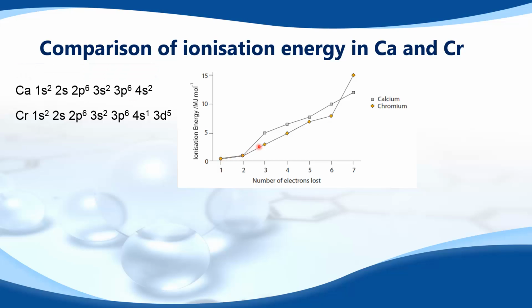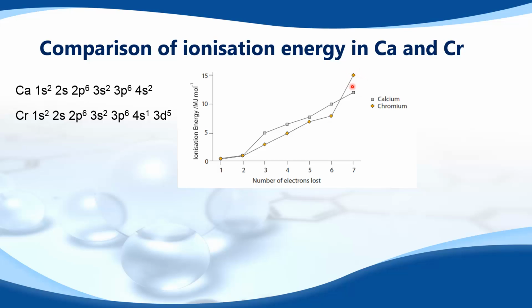If we look at the successive ionization energies for chromium, we don't see the big jump until the 7th electron is being removed. The reason for this big jump is the 7th electron is being removed from the 3p sublevel. The first 6 electrons that are removed are being taken from the 4s and 3d sublevels. Because the 4s and 3d sublevels are quite close in energy, there's no big jump until we remove the electron from the 3p sublevel.